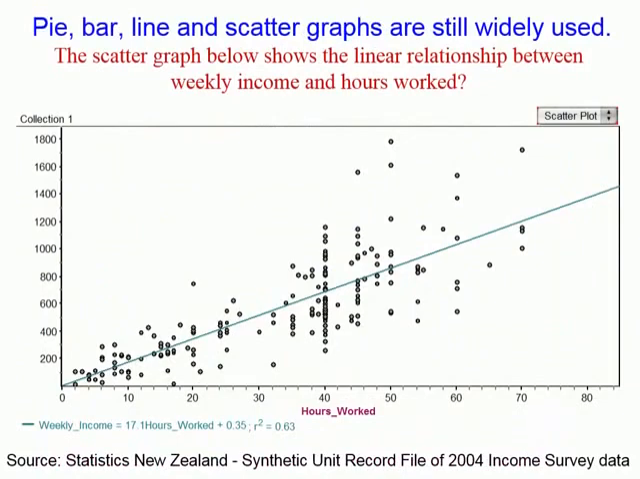Pie, bar, line and scatter graphs are still widely used today. For example, the scatter graph below shows the linear relationship in New Zealand between the weekly income earned and the number of hours worked in a week.